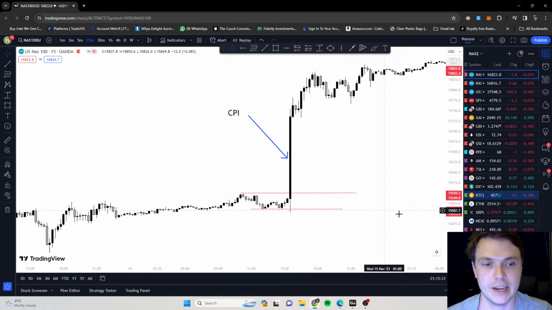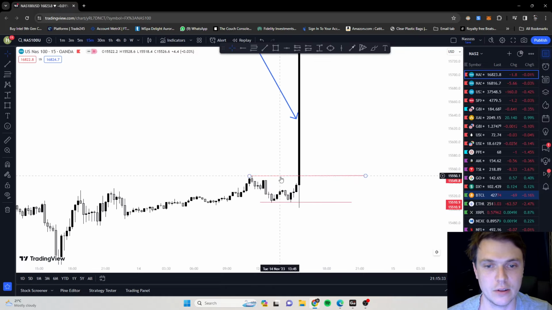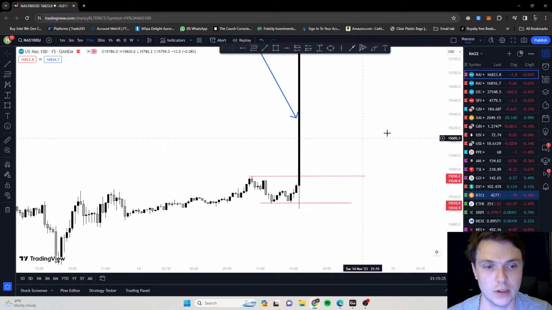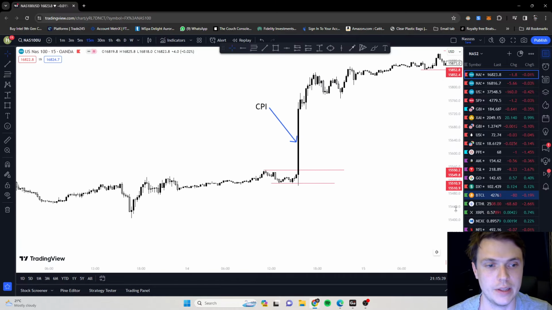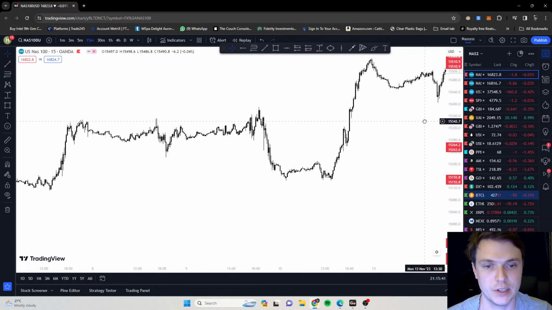But that was the indication again. The fact that it didn't take out the top is an indication that it was going to go up. Unfortunately, there wasn't an order block retest for the less risky traders.